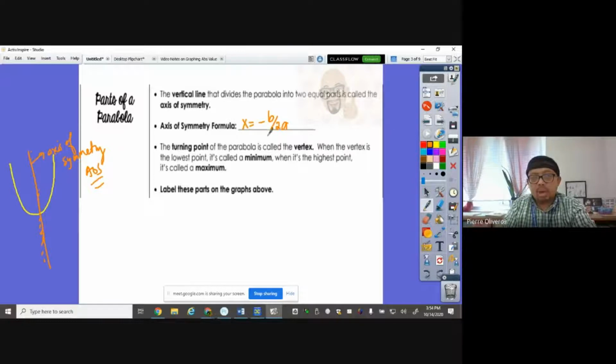So the turning point of the parabola is called the vertex. If this is the turning point, that's a vertex, or going this way, that's a vertex there. It's either the minimum value or the maximum value of your quadratic equation or parabola. It really depends. If it opens upward, it's the minimum because it's the lowest point. If it opens downward, it's the maximum because it's the highest point. Okay.